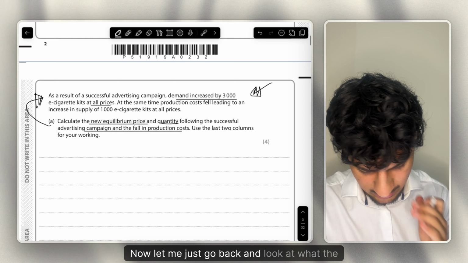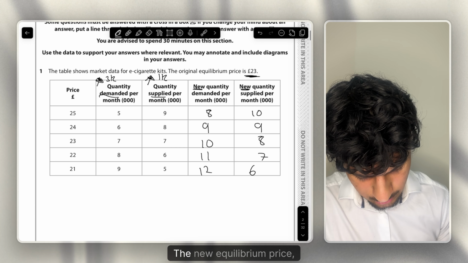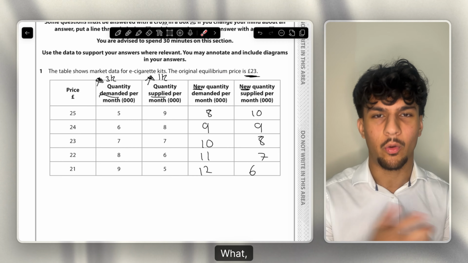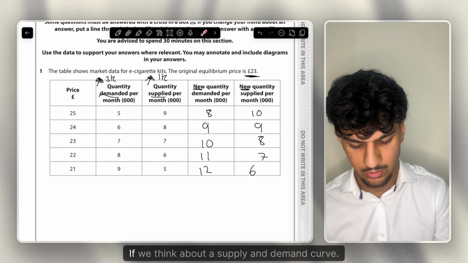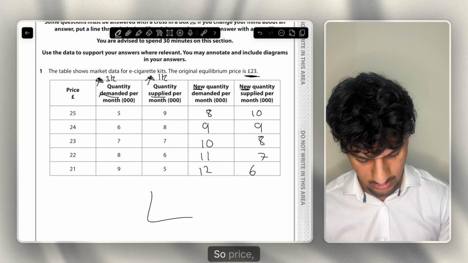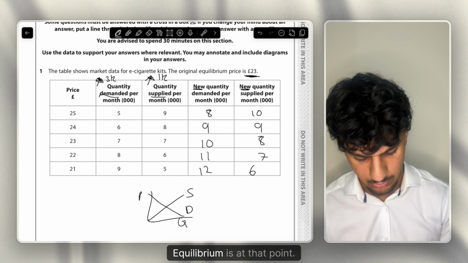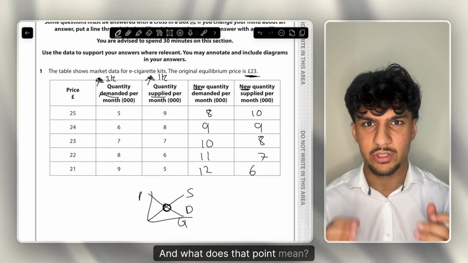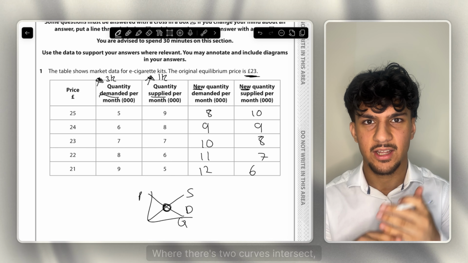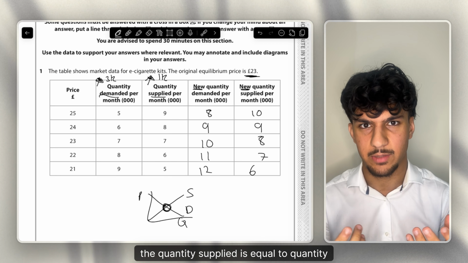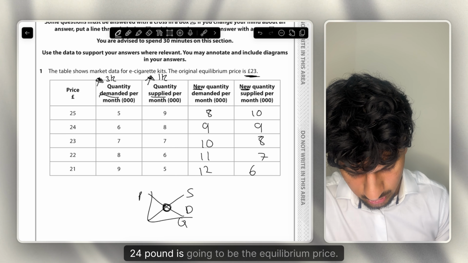Now let me just go back and look at what the question's actually asking me. Calculate the new equilibrium price. The new equilibrium price, obviously, what does it mean by equilibrium price, by the way? Where do we find equilibrium if we think about a supply and demand curve? So price, quantity, supply, demand. Where is equilibrium? Equilibrium is at that point. And what does that point mean? It's where the two curves intersect. Where the two curves intersect, the quantity supplied is equal to quantity demanded. So the same quantity. So that is why £24 is going to be the equilibrium price.